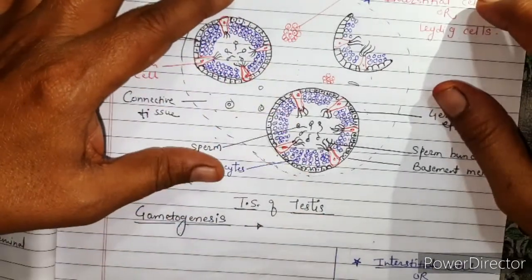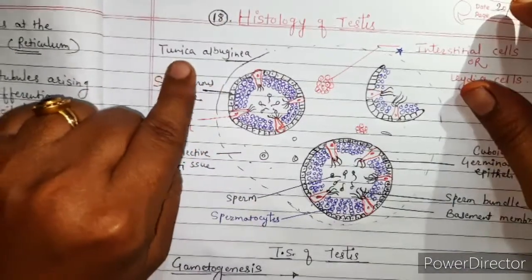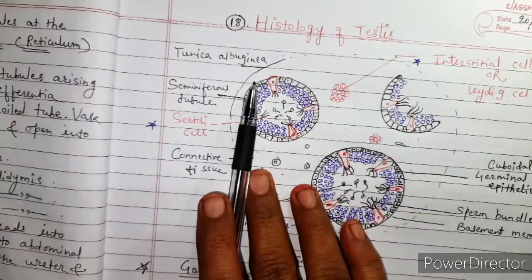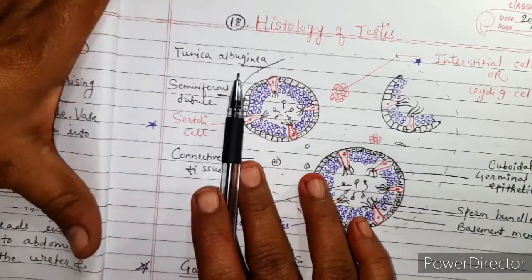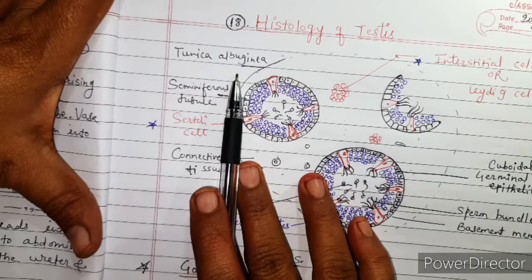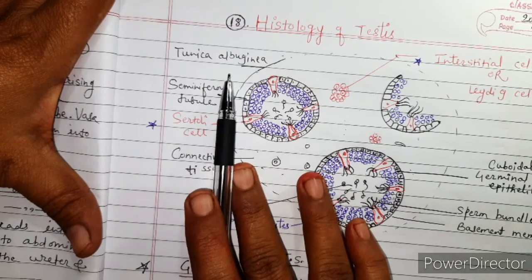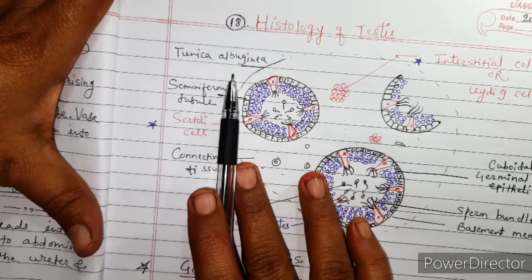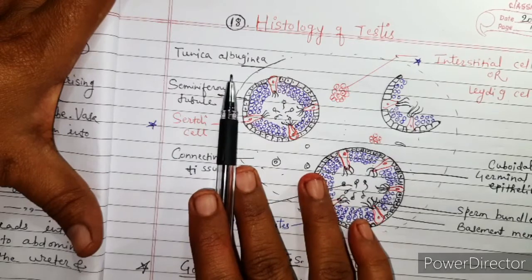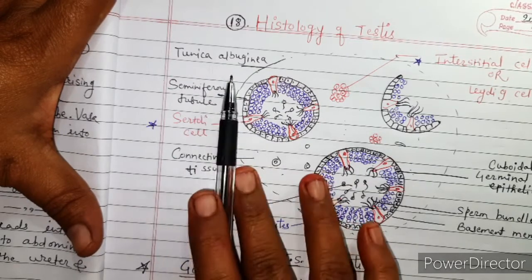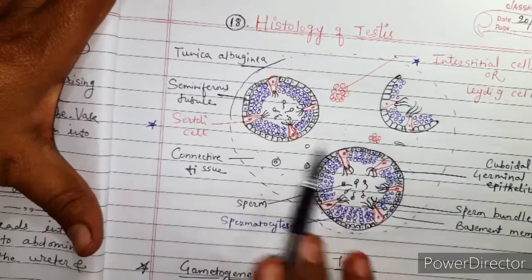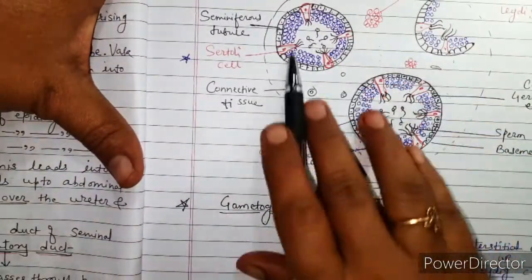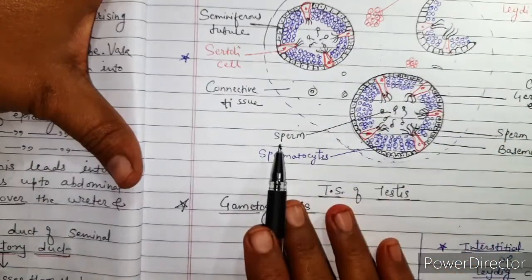This is the TS of the testis, and you know that the outer layer of the testis is the tunica albuginea. In the last period I told you that the tunica albuginea divides the testis into many compartments or chambers called lobules, 200 to 300 lobules in all. Each lobule contains 1 to 4 seminiferous tubules. Here, 3 seminiferous tubules are shown in this diagram.